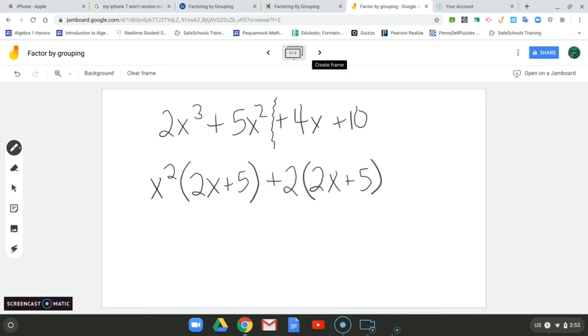From that, when we look at it, we see that both sets of parentheses have the same factor, which they do. So that is one of your factors. That's going to be your 2x plus 5. And the other factor is going to be the stuff that's left over, which is going to be x squared plus 2.